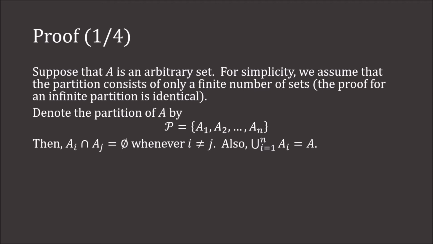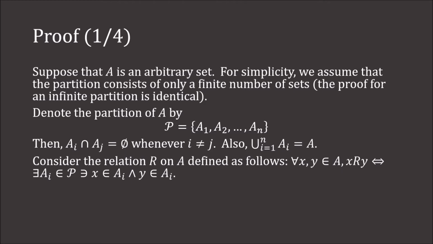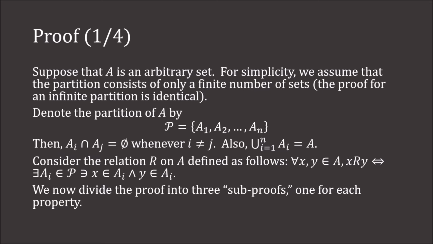Now, consider the relation R on A, defined as follows. For all x, y in A, x is related to y if and only if there exists some A sub i in script P such that x is in A sub i and y is in A sub i. Right? So this is the relation induced by the partition. We will now divide the proof into 3 sections, or 3 sub-proofs, one for each of the 3 properties.